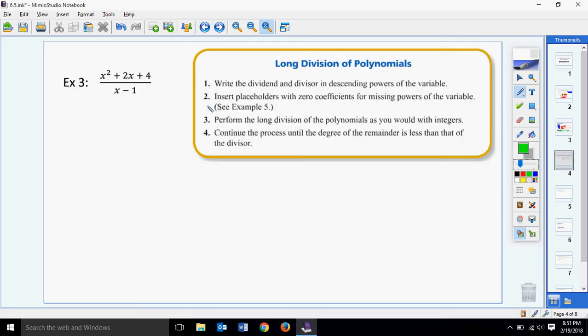I give you a 1, 2, 3, 4 step outline. Again, this is taken out of your book. We always want to make sure that we write the dividend and divisor in descending powers. So that means highest power to lowest power, like left to right. Step 2 is putting placeholders for zero coefficients. That means when we're missing a power, we need to make sure we have a placeholder for it. And we'll see one of those in example 5. Step 3 is perform long division like we did in the slide before, like we did with the integers. And step 4 is just continue the process until you find a remainder. So let's start with this example.